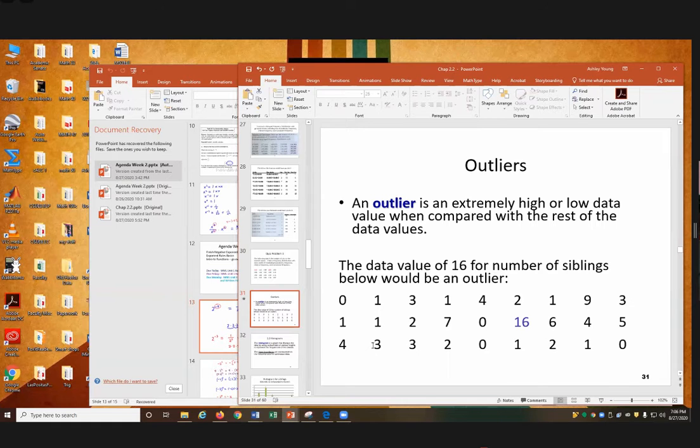Outliers. Was there a question, first of all, real quickly? No? Okay. Outliers. So let's get a reader for this one. How about C? Go ahead and read for us.